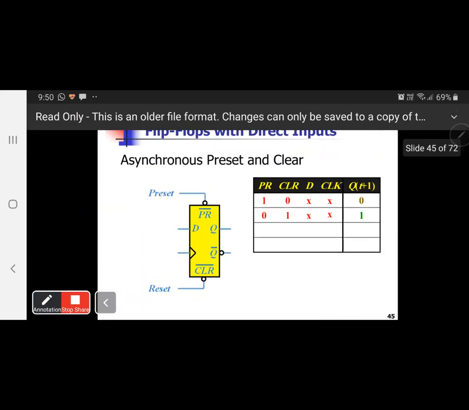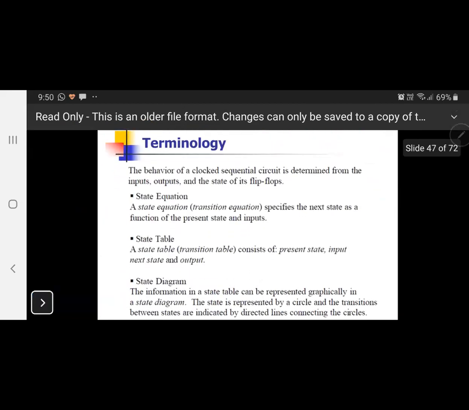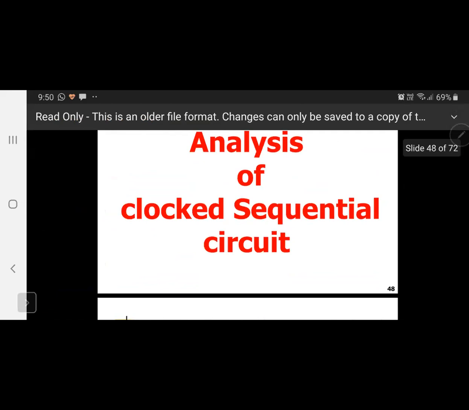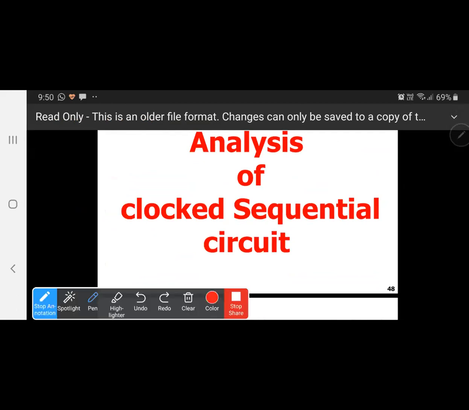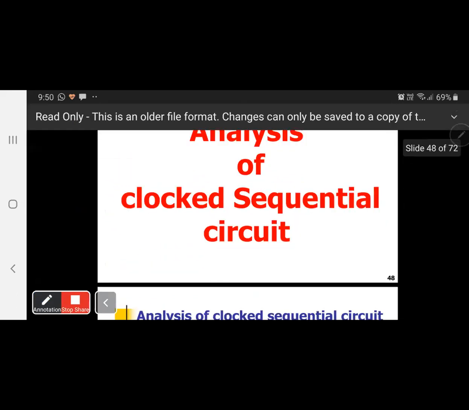So we have done till here. In the next class, inshallah, I will start from the analysis and designing part, analysis of clocked sequential circuits. Okay, girls? You have the class next week, there is no holiday or something? No, there is class. Okay, that's fine. So inshallah, next week I will start this.